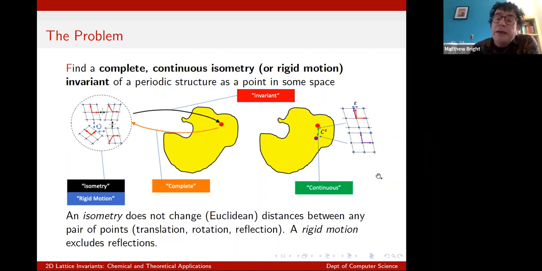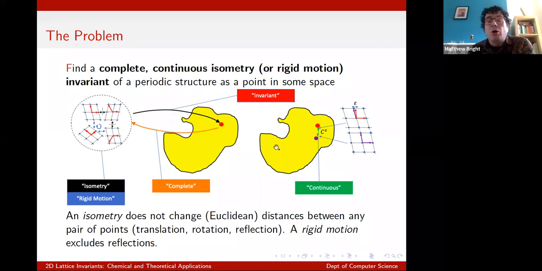And then by continuous, what we mean is some variant on this idea that if I have my periodic structure and I move it a little bit, or I move one of the points, which obviously means moving an infinite number of points that are in that translation class, then the point that the structure maps to doesn't move very far in the space. And again, there are various definitions of that to do with the relationship between how far I move the thing and how far the point moves in the space.